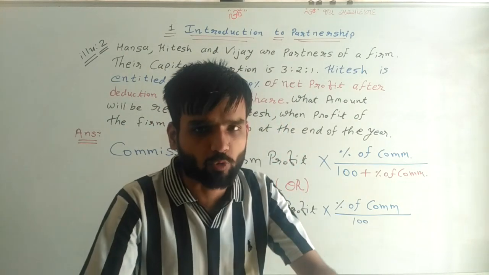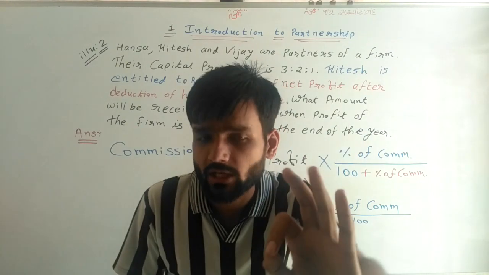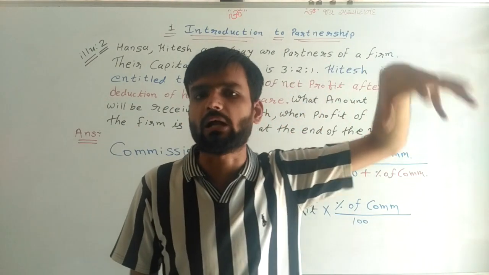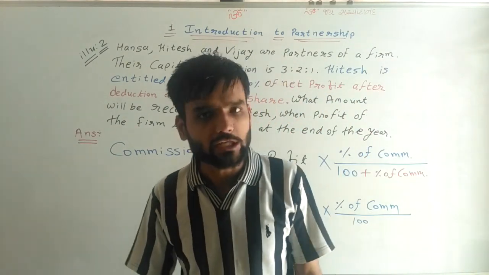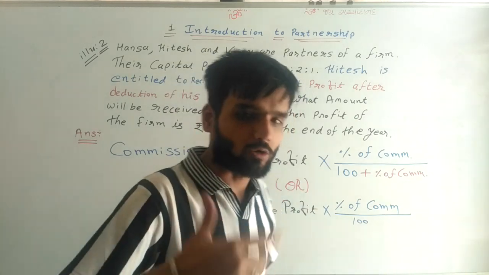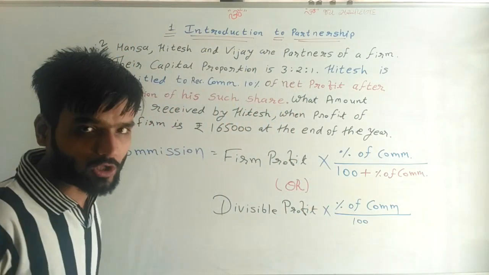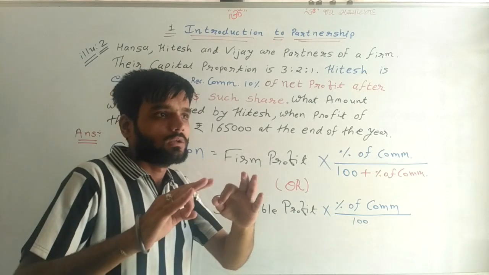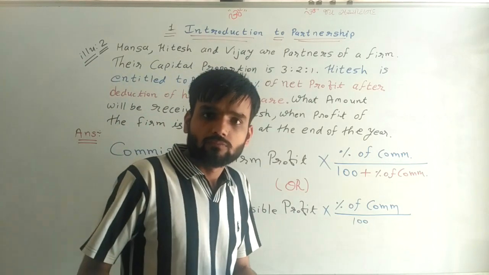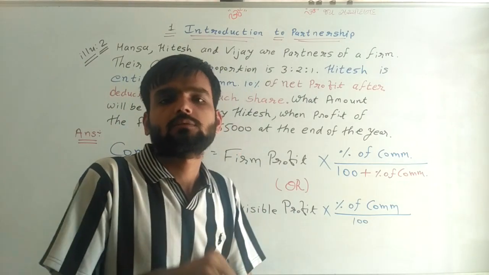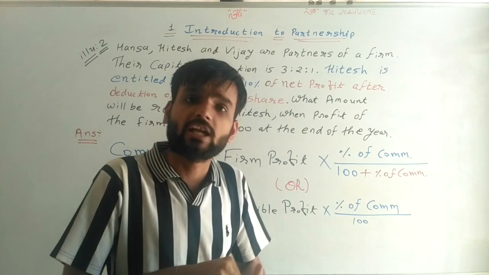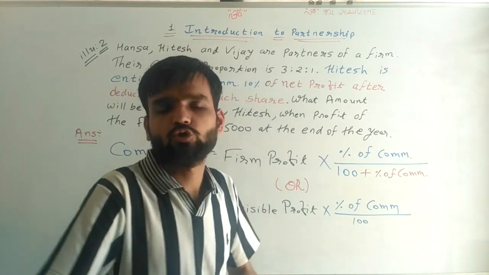Now starting with the point, calculation of commission and profit received by the partners. Now see here, first of all the question in this chapter. Always understand the first question, then after the solution will be easy.